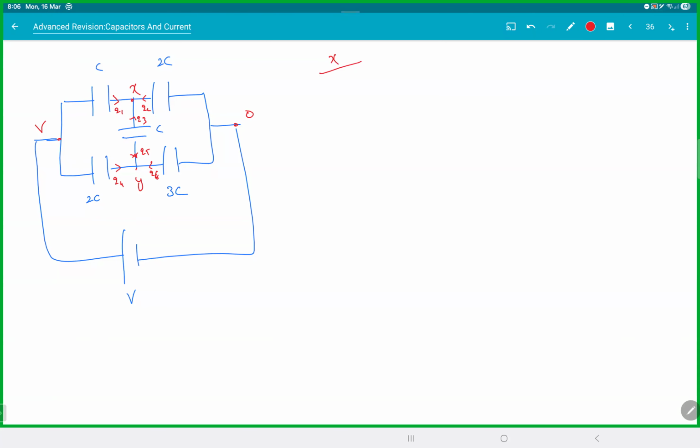Now when you take junction X, the net charge flowing through a junction must be 0. So Q1 plus Q2 plus Q3 is equal to 0. What is Q1? Capacitance into potential difference, so C into (V minus X). What is Q2? 2C into (0 minus X). Remember, charge flows from higher to lower. You have drawn the arrow this way, meaning you're assuming charge is coming from 0. Then C into (Y minus X) is equal to 0.